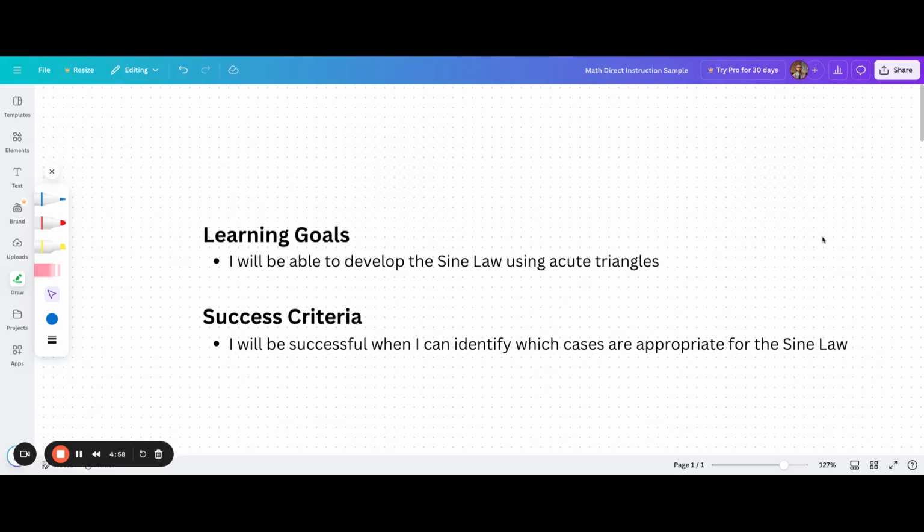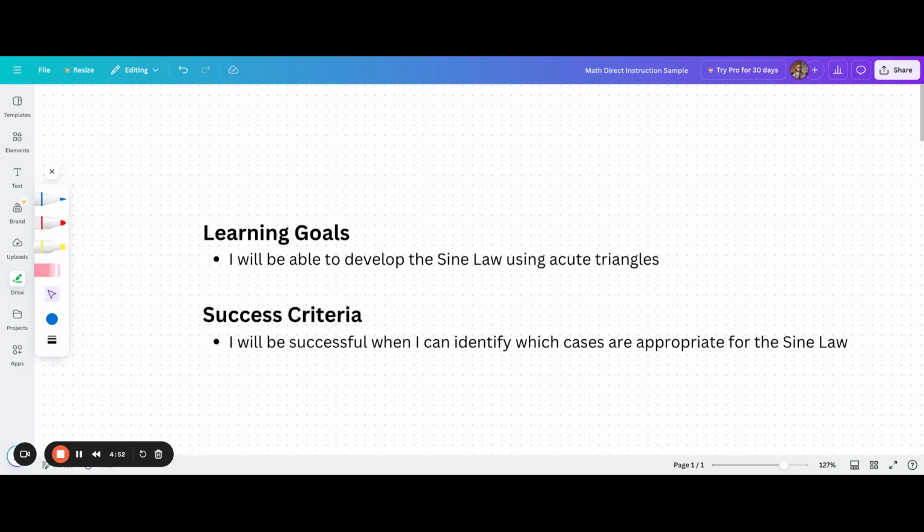All right, class, welcome to another brief virtual lesson on a topic in trigonometry. So today's learning goal is to develop the sine law using acute triangles, and we'll be successful when we can identify which cases are appropriate for the sine law.